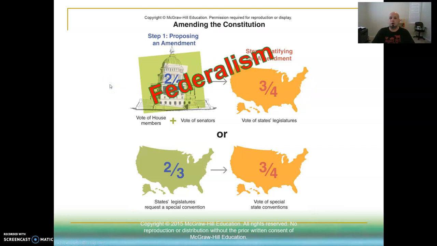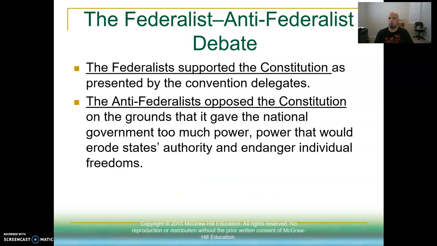Okay. Oh, important, this is the idea of federalism, because here, if we go back, you have the national government working with state governments. This is that dual sovereignty. So this is the idea of federalism in action on the most fundamental level. If we have to change the Constitution, federalism has to be working. So it has to be the national government and the state governments working together to make a change to the Constitution.